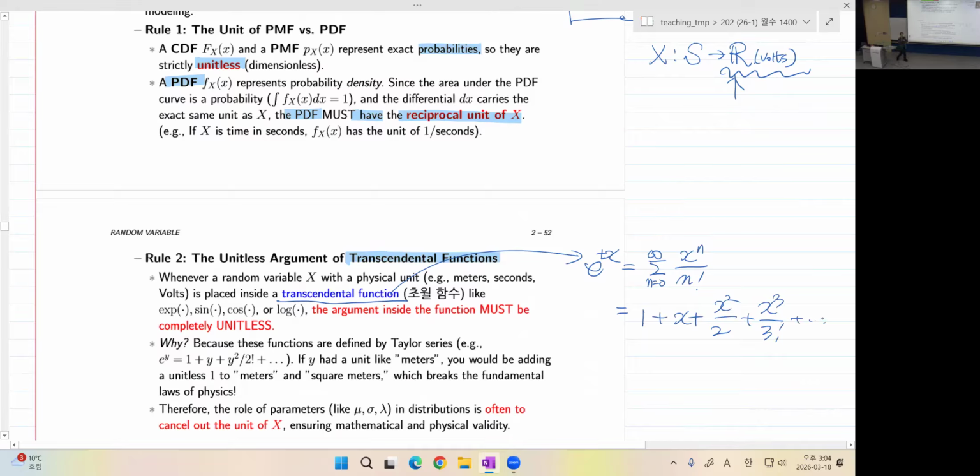Suppose x is not just a real number, but a quantity that has units. Then this equality means what? First, this is a number having no unit. And your x now has a unit, like volts. Can you add a number with volts?